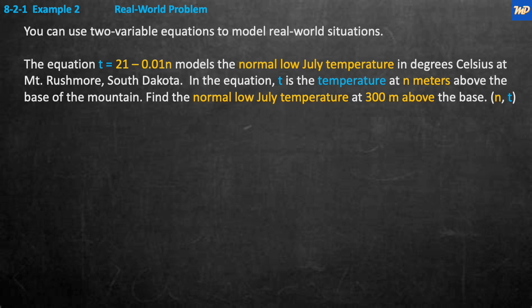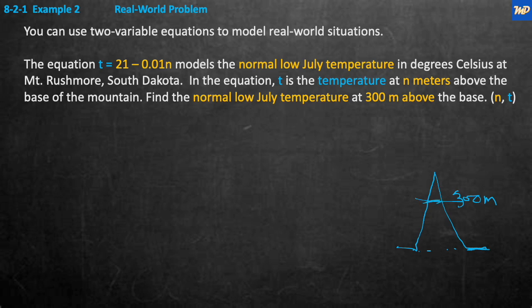Okay, so what do we have here? We have a mountain that goes up so high, right? Mount Rushmore. We know it's got the presidents on it, right? So here's the base down here, okay? And 300 meters, let's say, is right here, 300. So they're saying that this equation, T equals 21 minus 0.01 N, models the temperature. So if we're starting at the base, and we're going to go up 300 meters, then what we want to know is what's the temperature going to be up here at this height on the mountain.